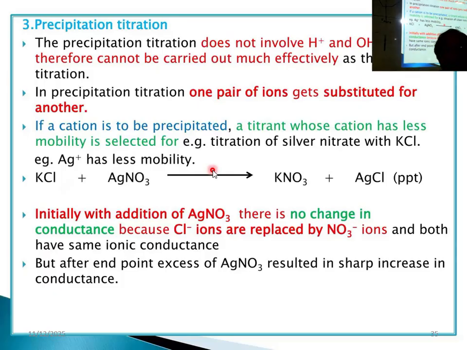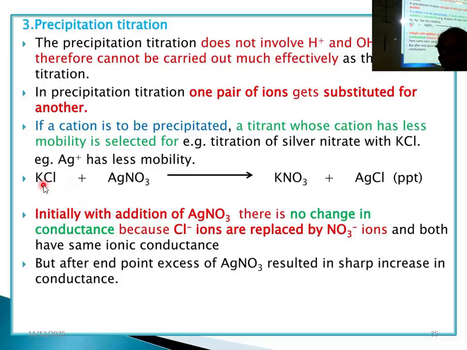Now after that, what do you get? Initially, what will happen to the conductance? KNO3 will form and AgCl is getting precipitated. That means there is some loss of ions. Initially, just think, this is in the burette. Don't consider this, because it is not in your mixture. So what do you have as a mixture in the beaker? Only KCl. Now you are adding more and more AgNO3.